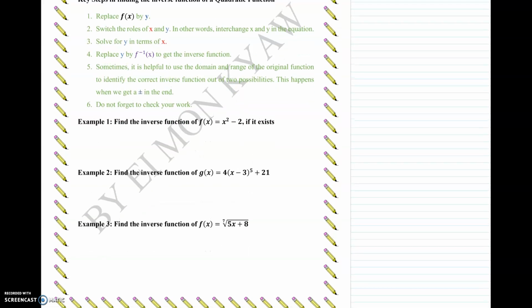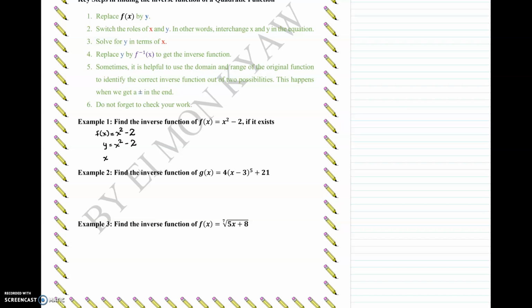It says find the inverse function of f of x is equal to x squared minus 2. So now we're just going to follow the steps. So we're going to write out the equation. F of x is equal to x squared minus 2. Now we want the inverse, so it says to replace f of x by y. So y is equal to x squared minus 2. And then after that, you interchange x and y and solve for y in terms of x.